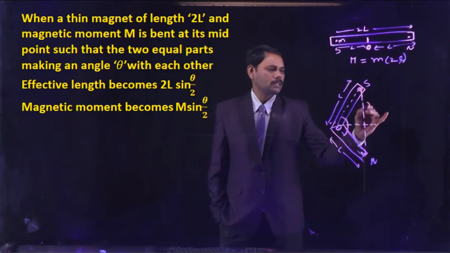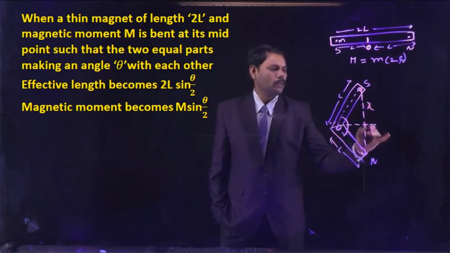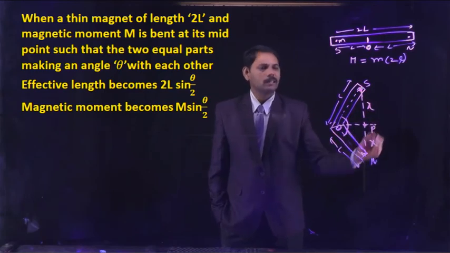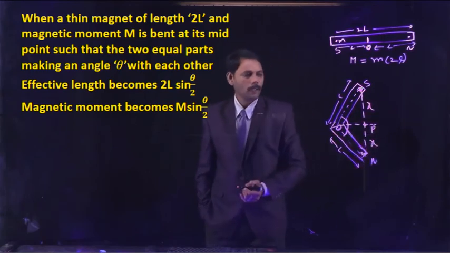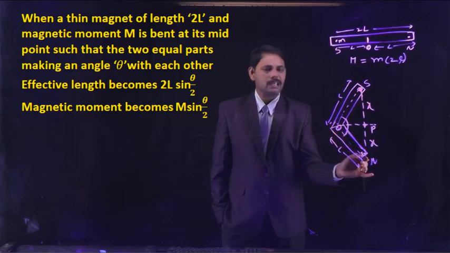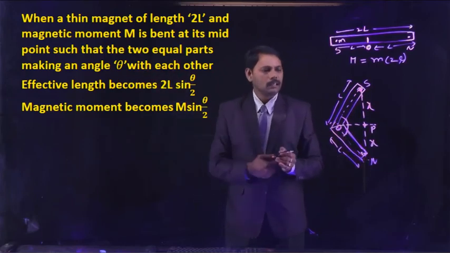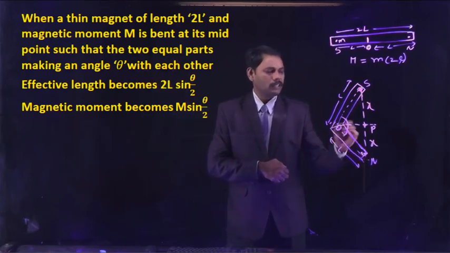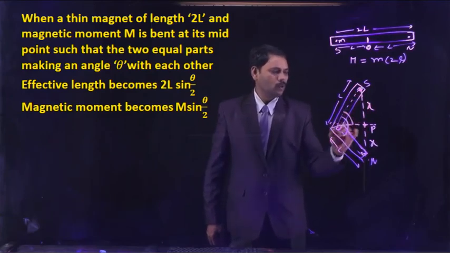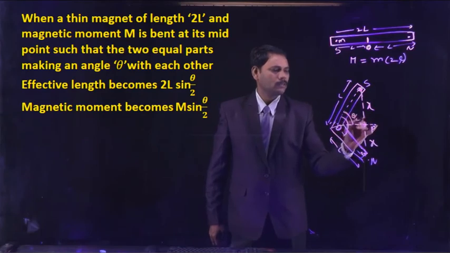This part is x, up to this point P. SP is equal to x as well as PN is equal to x. The modified length of the magnet now becomes 2x. We have to find the 2x value. As the SON angle is theta, this is given in the data. Theta is the angle by which we bend the magnet. Therefore, the angle SOP is theta by 2, as well as PON is also equal to theta by 2.